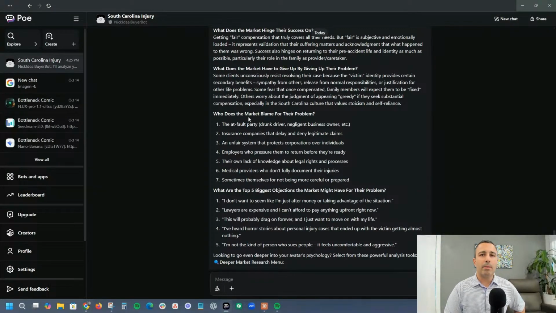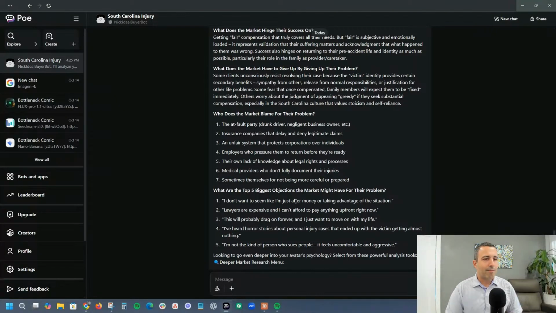Who does the market blame for their problem? The at-fault party, drunk driver, negligent business owner, etc. Insurance companies that delay and deny legitimate claims, an unfair system that protects corporations over individuals, employers who pressure them to return before they're ready, their own lack of knowledge about legal rights and processes, medical providers who don't fully document their injuries, sometimes themselves for not being more careful or prepared.